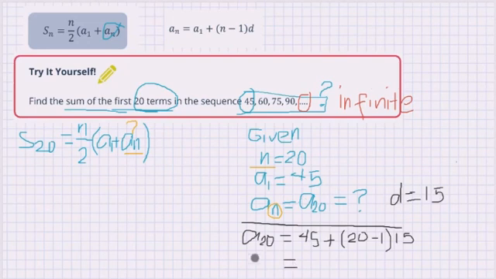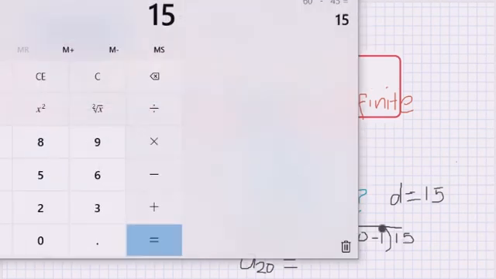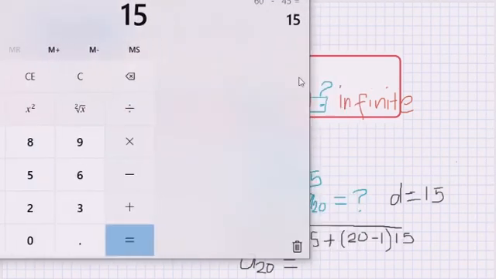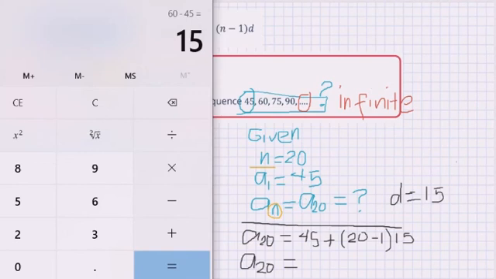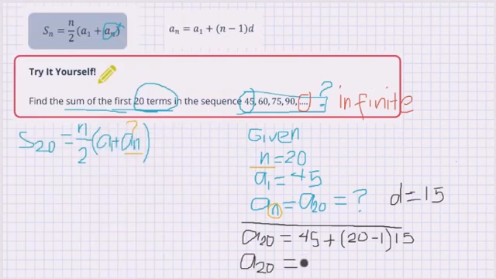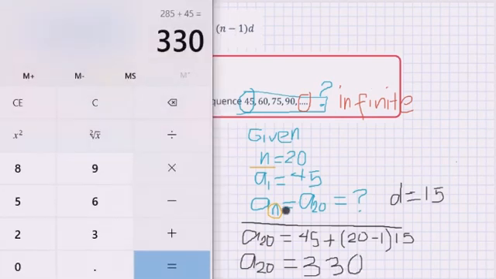So to get the 20th term, we need to work on the operations. Do the parentheses first: 20 minus 1 is 19, times 15, which is d. So we have 285 plus 45. Okay, so the answer is 330. So our 20th term is 330.